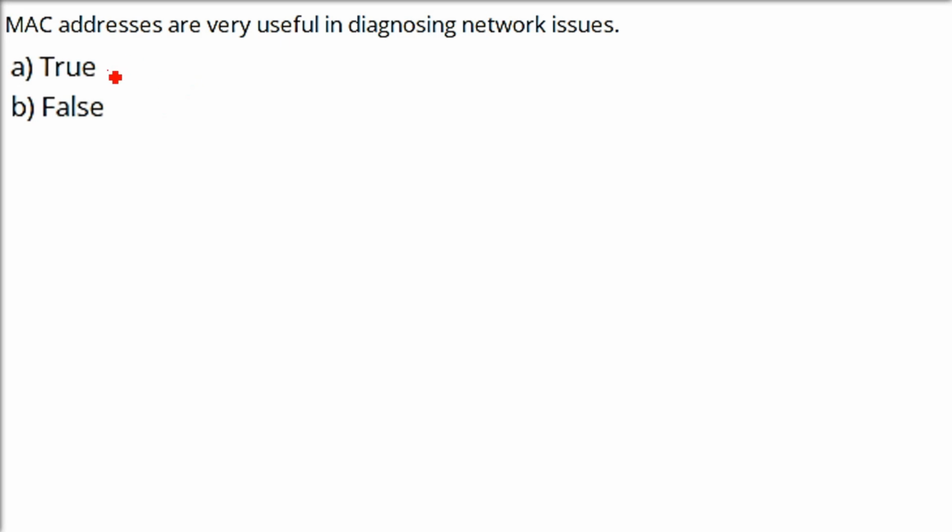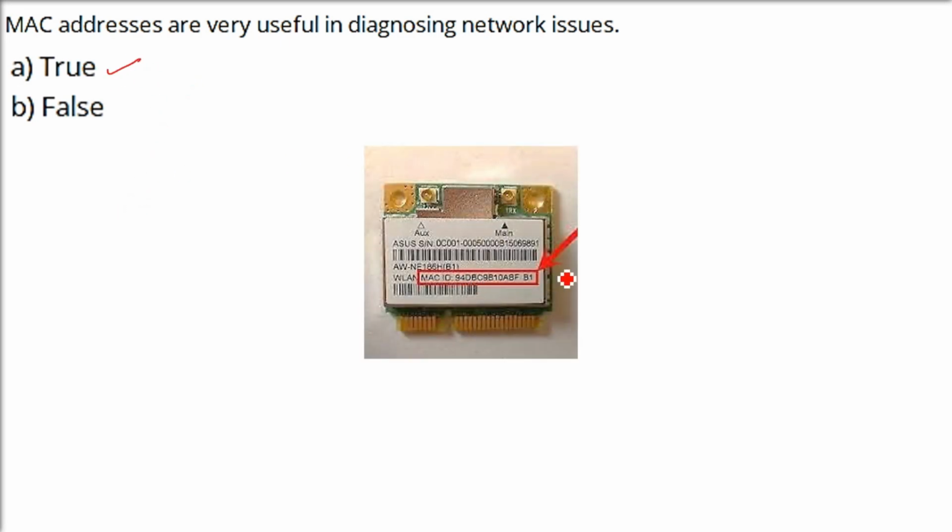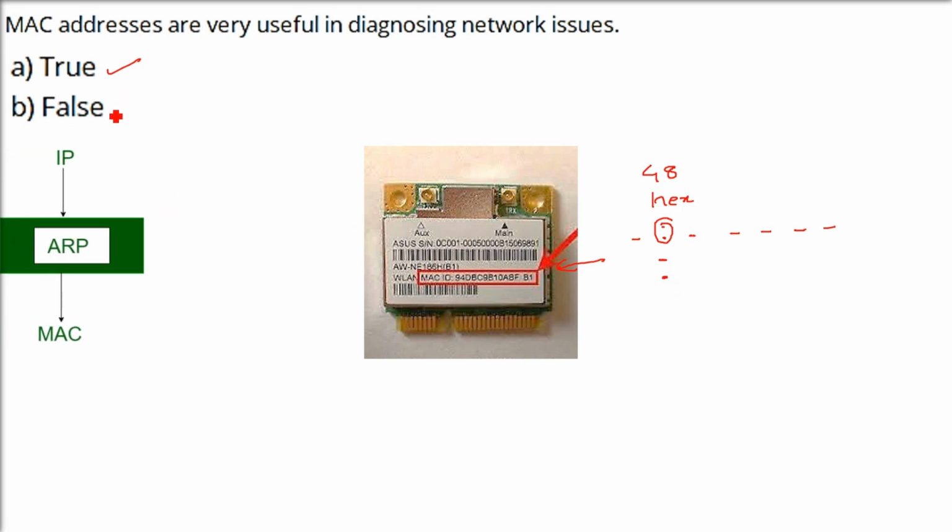Now the question is true. Why? Because this MAC address is mainly for communication. This is a fixed number. It is a 48-bit number, hexadecimal number, and we have 6 octets. It can be separated by a colon, it can be separated by a dot or a period or a dash. So these all formats are there, different depending upon different companies and different operating systems. Alright? But MAC address is why it is used for diagnosing the network issues.